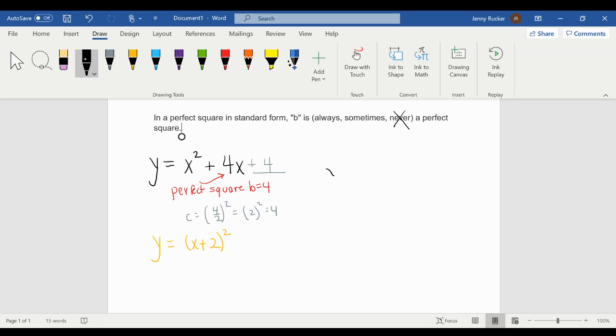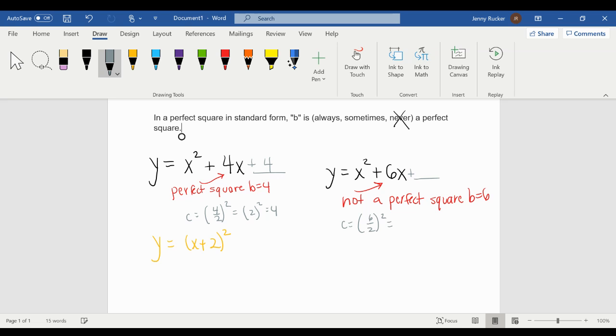What about y equals x squared plus 6x? So here, 6 is not a perfect square, and it is a value of 6, b equals 6. Let's see what it would take to complete that square. So c would have to be b divided by 2 squared, which is 6 over 2 is 3 squared, which is 9. So if I had a c value of 9, that would create the perfect square of y equals x plus 3 squared.